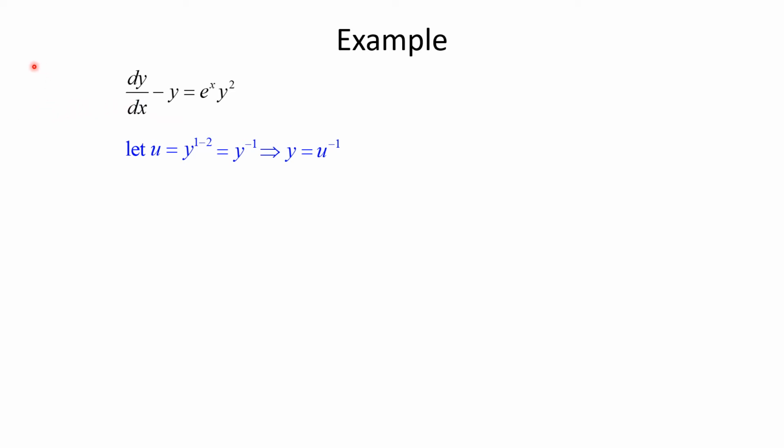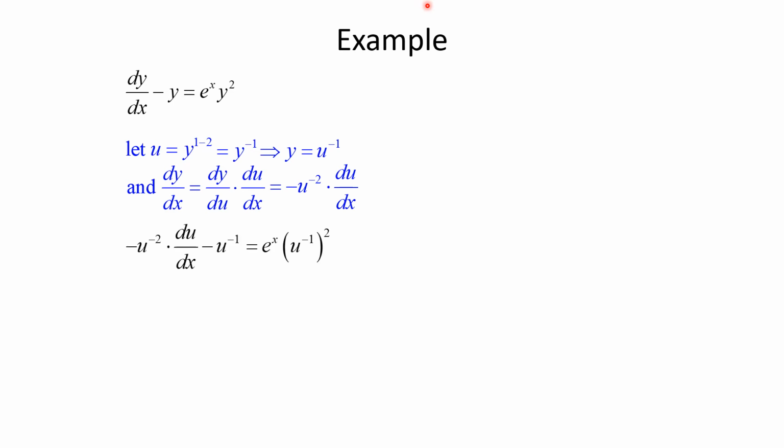I also need an expression for dy dx. So if I know what y is, I can find dy dx by taking the derivative. So the derivative of y would be negative u to the negative 2 times du dx. Now I have an expression for dy dx and for y. We're going to plug those expressions in, so we're going to substitute. And our problem is going to become negative u to the negative 2 times du dx minus u to the negative 1 equals e to the x times u to the minus 1 squared.